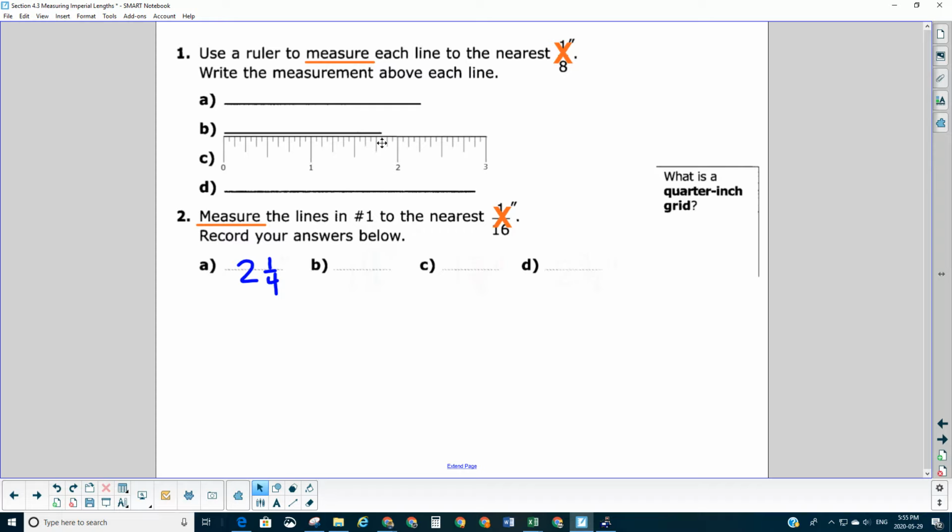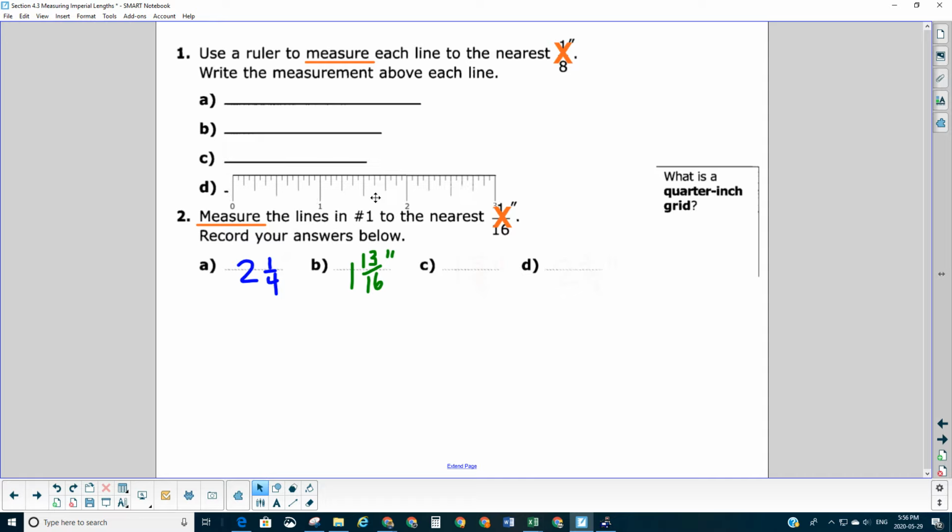So let's just keep counting. 13, 14, 15, 16, 16th. Yes. So there I am at 13/16. So this is 1 and 13/16. Wow, that one's a tough one. Okay, let's move down to C.